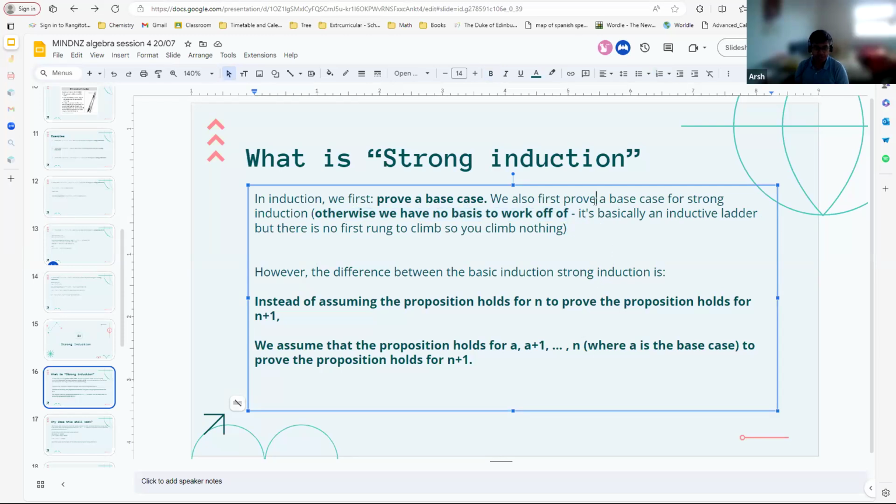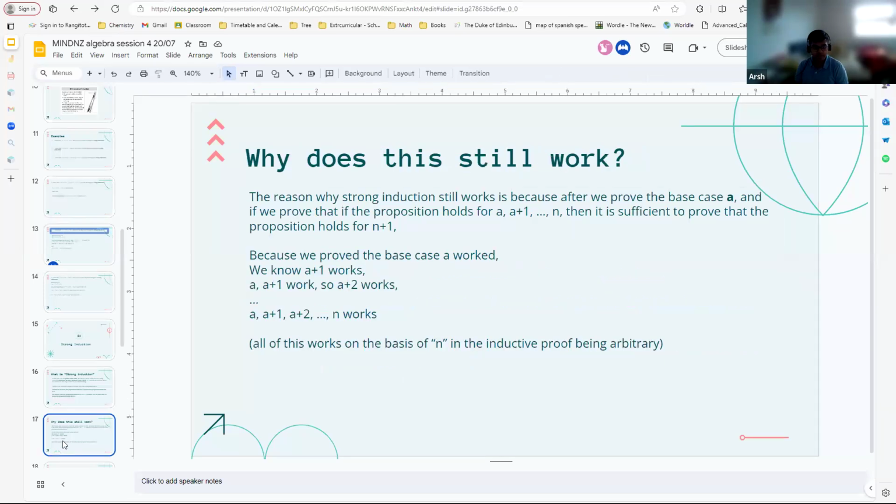However, the difference between basic induction and strong induction is that instead of assuming the proposition holds for n and proving that it holds for n plus 1, we assume that the proposition holds for the base case plus 1, all the way up to n, and then we use that entire information to prove that the proposition holds for n plus 1. So the only difference is that instead of going just from n to n plus 1, you use the entire range a to n to go to n plus 1 in strong induction.